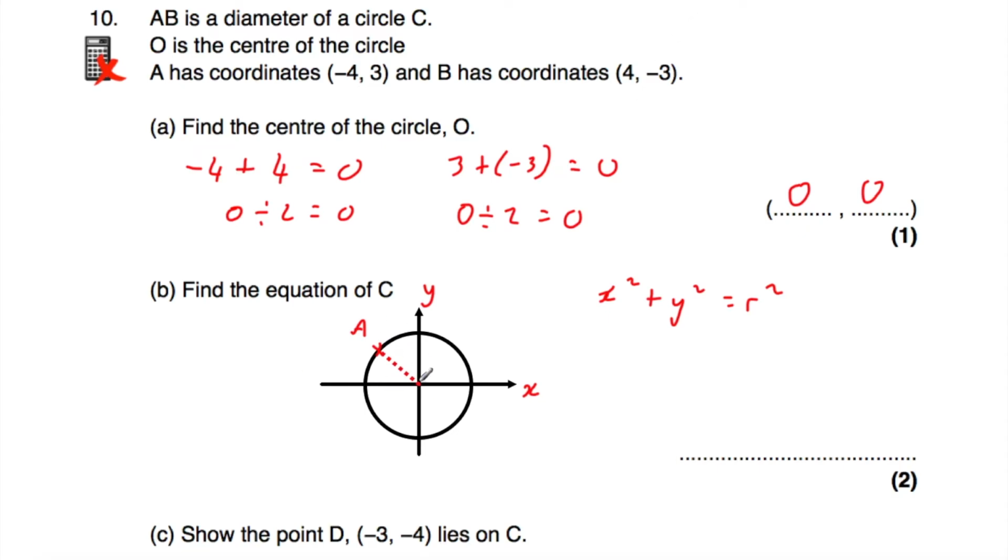So I've joined those up, the centre of the circle and A, and we want to find the length of that line. So if we want to find the length of this line, we're going to consider Pythagoras' theorem. So we're going to consider a little right angle triangle, and I've just drawn a little right angle triangle there, a right angle in there.